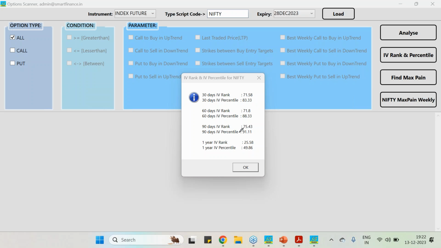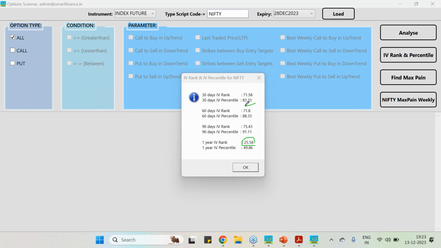So as per the formula you have seen, IV rank is 25%, meaning a good chance to buy. IV percentile also 50%. So it is a good chance to purchase now. You can buy the options now. So IVs will go up and you will make good money.